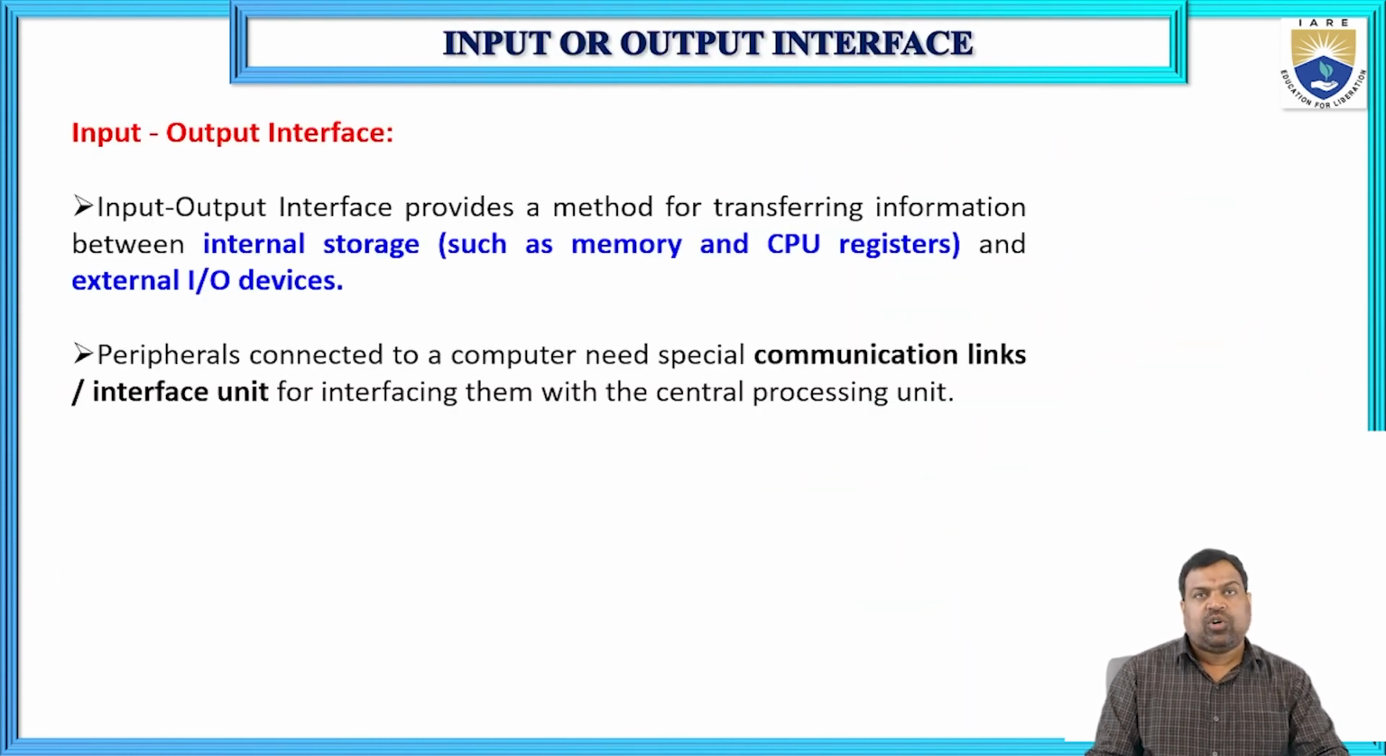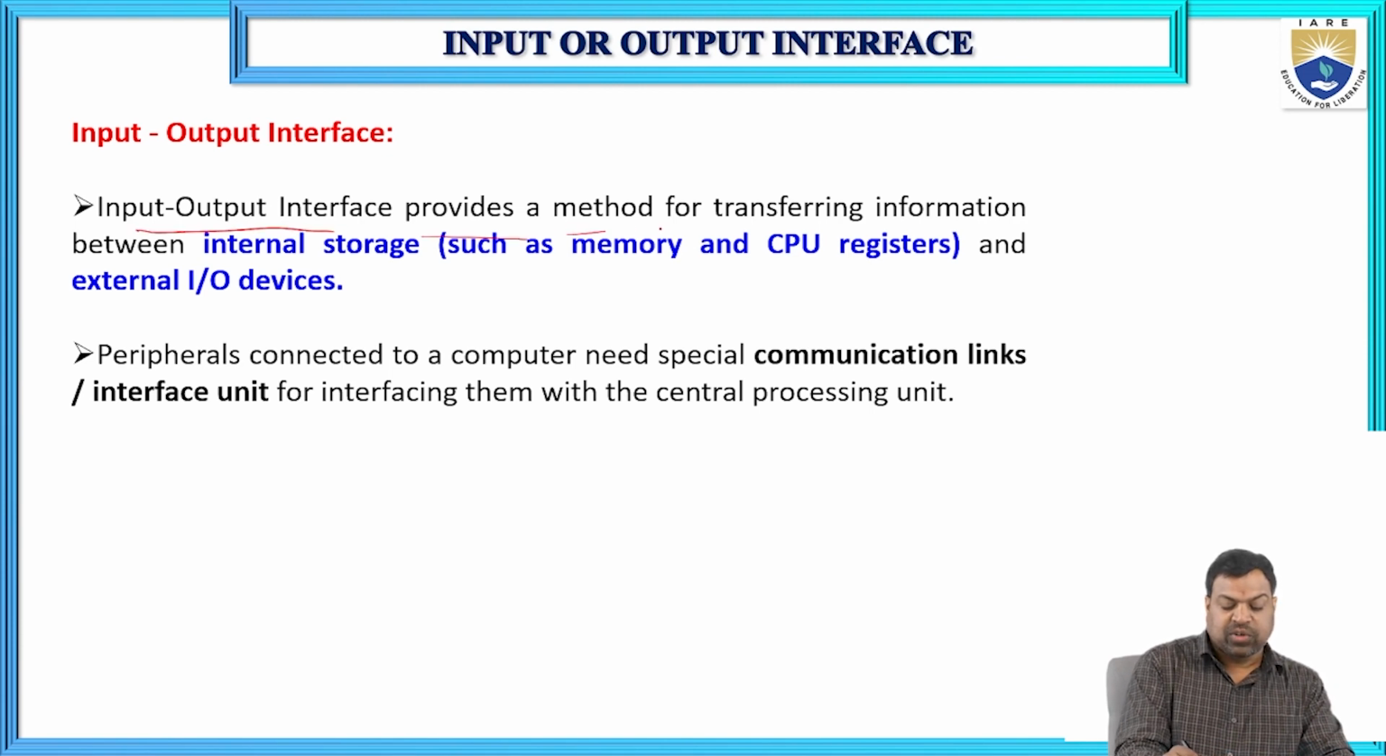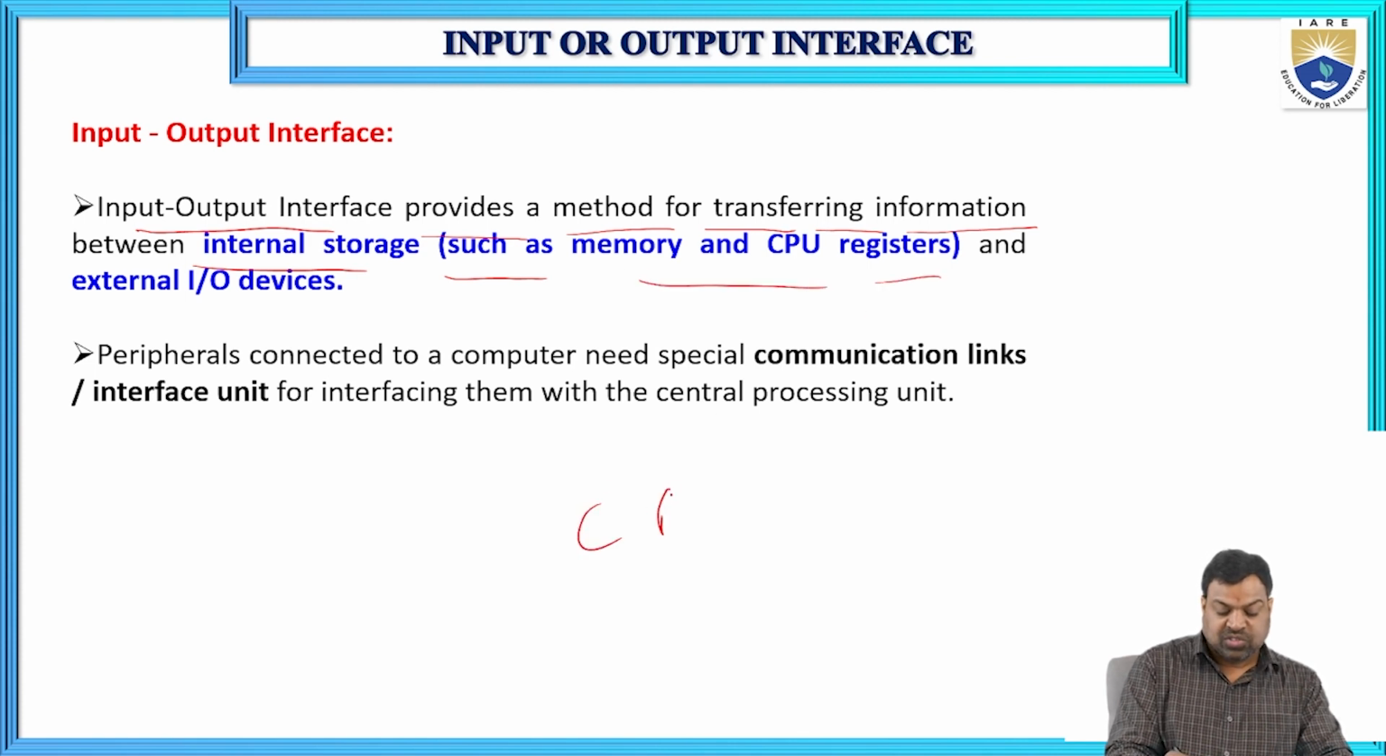So, input output interface. Input output interface provides a method for transferring information between internal storage such as memory and CPU registers and external input output devices. So input output interface provides a method for transferring information between the memory and CPU.